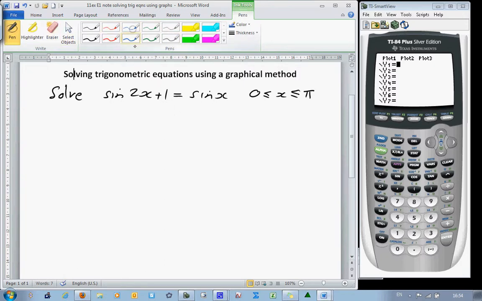Okay, so all I'm going to do now is graph two different graphs. I'm going to graph y1 equals, now I'll go over to the calculator, y1 equals sine 2x close bracket plus 1, move down 1, and also sine x. So what I've done is I've put both of the halves, if you like, of this equation. I've put one into y1 and one into y2. When we graph this now, let's see what happens.